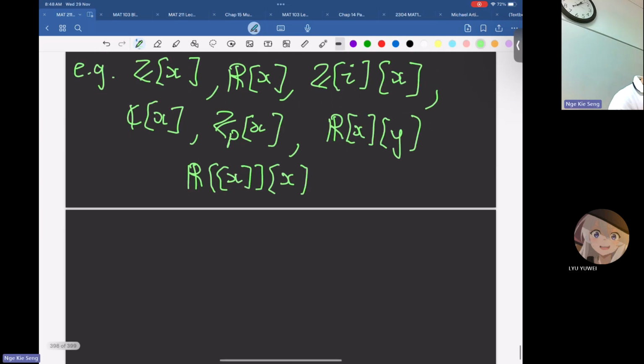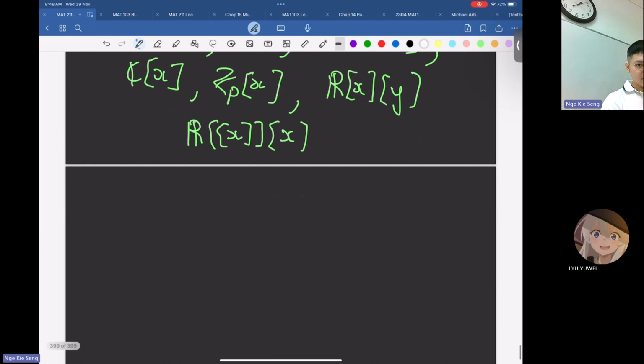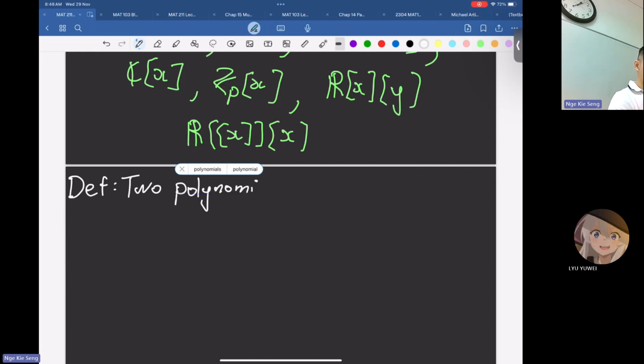Okay. Let's define one last thing, then we take a break. So how are two polynomials equal? How do we declare two polynomials are equal? Any idea? Remember that the polynomials we consider are just finite linear combinations. So how do we declare two polynomials are equal?